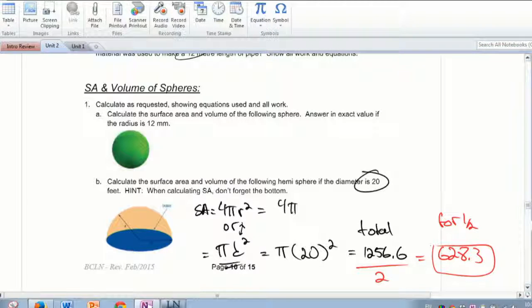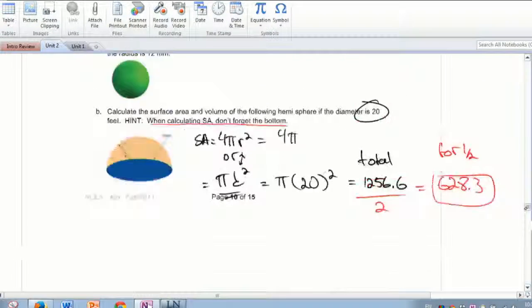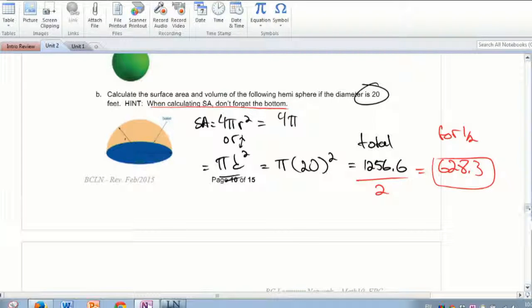All right, and then the hint here, calculating the surface area, don't forget the bottom. So what shape do I have on the bottom? I just have the circle. So to find the area of a circle, I'm going to have pi times r squared. And in this case, the radius is going to be 10 because the diameter is 20.